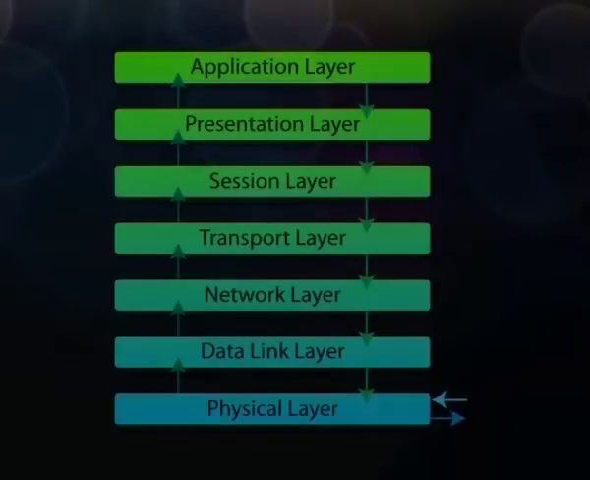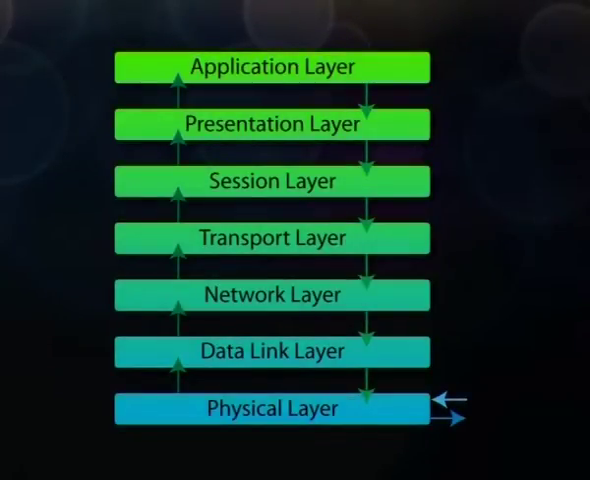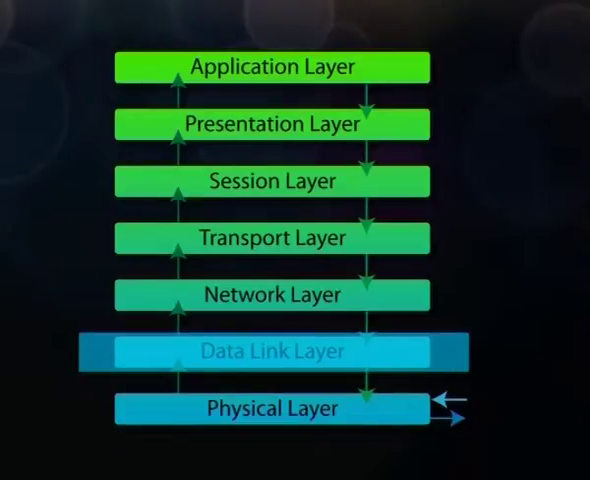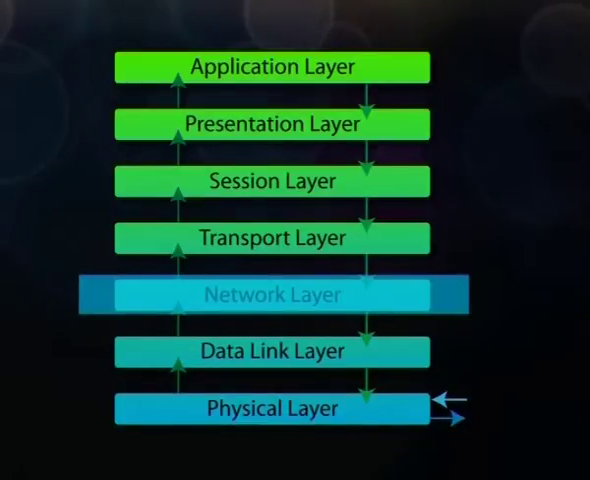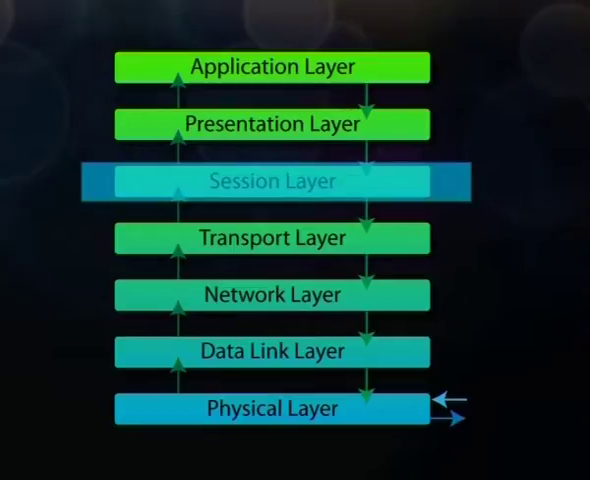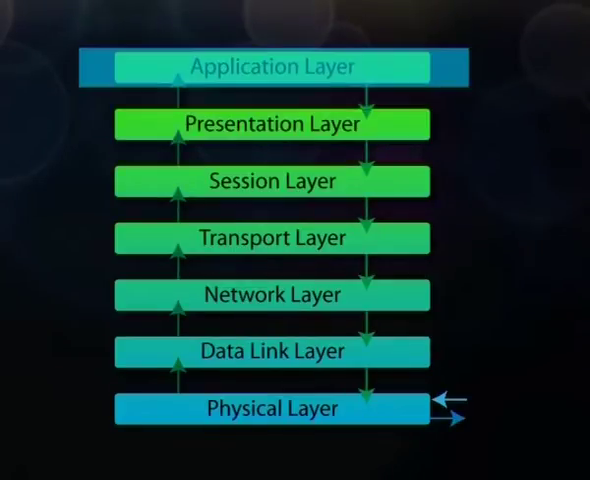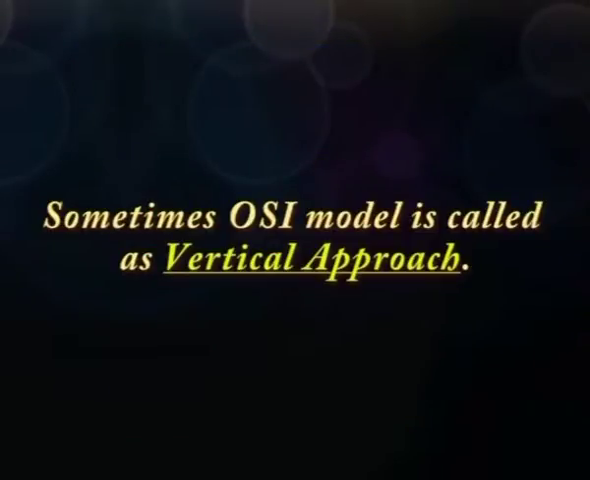The OSI model, the Open System Interconnection Model, is a layered framework for the design of network systems that allows communication between all types of computer systems. It consists of 7 layers: physical layer, data link layer, network layer, transport layer, session layer, presentation layer and application layer. Sometimes the OSI model is called a vertical approach.